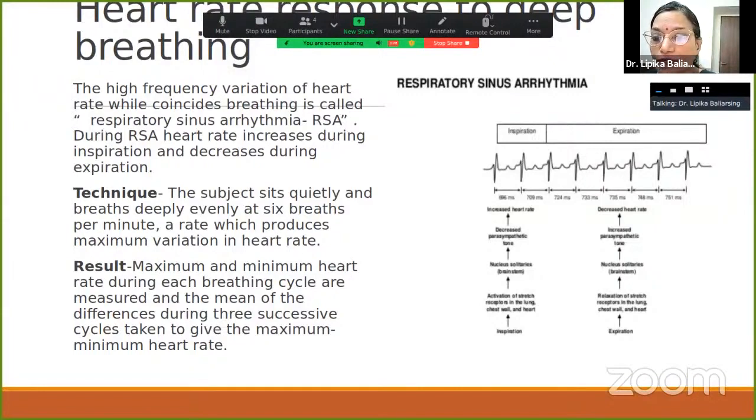And in expiration, what happens? Relaxation of the stretch receptors in the lungs, chest wall, and heart, and then the afferent goes to the nucleus solitarius in the brainstem, and then there is increased parasympathetic tone, and then there is decreased heart rate. So in expiration there is decreased heart rate, in inspiration there is increased heart rate.